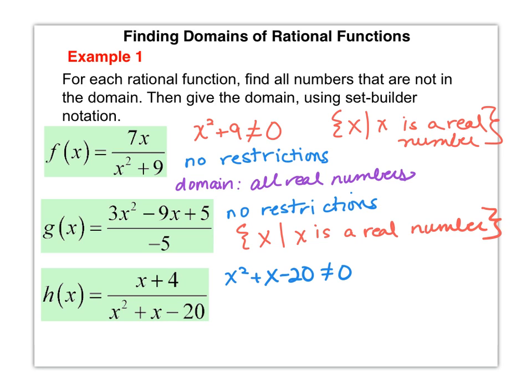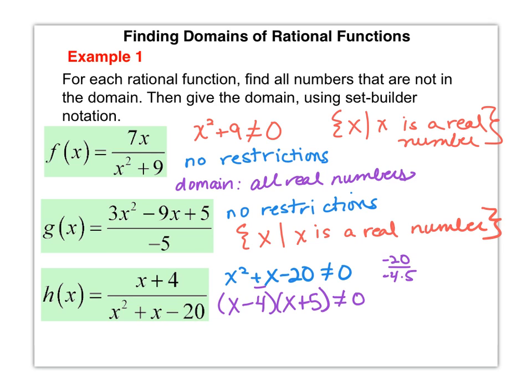And this is similar to a polynomial equation that can be solved using the factoring technique by finding the factors of negative 20 that will add up to the middle coefficient of positive 1. Well, that would be a negative 4 and a positive 5. The denominator can be factored into x minus 4 and x plus 5. So we want to know what values of x would make the denominator equal to 0, and that would be a restriction. So we want to know where those factors will not equal 0.